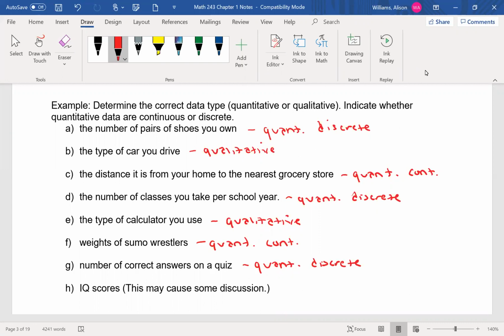And then IQ scores. Well, this they kind of mentioned in this one that it could be up to some debate. I like that, up to some debate. It is quantitative. Most people would categorize it as quantitative. I'm going to go ahead and go with discrete personally. I kind of feel that when we report an IQ score, we report it as a whole number. But I know why they're saying there could be some cause for discussion. And if you feel very passionately that I'm wrong about that, you can most certainly send me an email and I'd be happy to allow you to have your voice be heard.